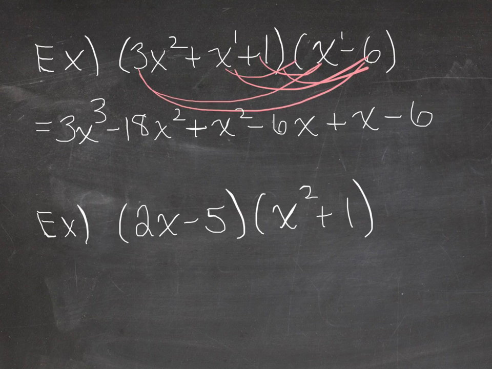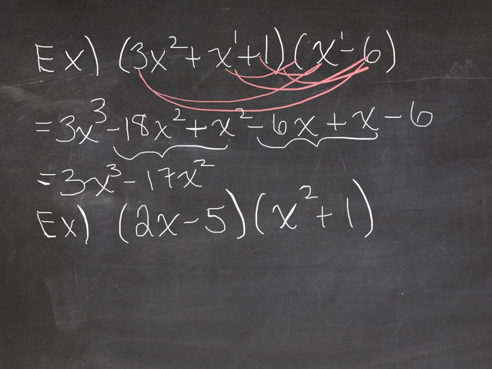So you should count up that you have 6 terms when you've multiplied this out. And now we just have to collect like terms to finish it off. So I have x squareds and I have x's that I can bring together. So when I simplify this a bit further, I have 3x cubed minus 17x squared minus 5x minus 6.